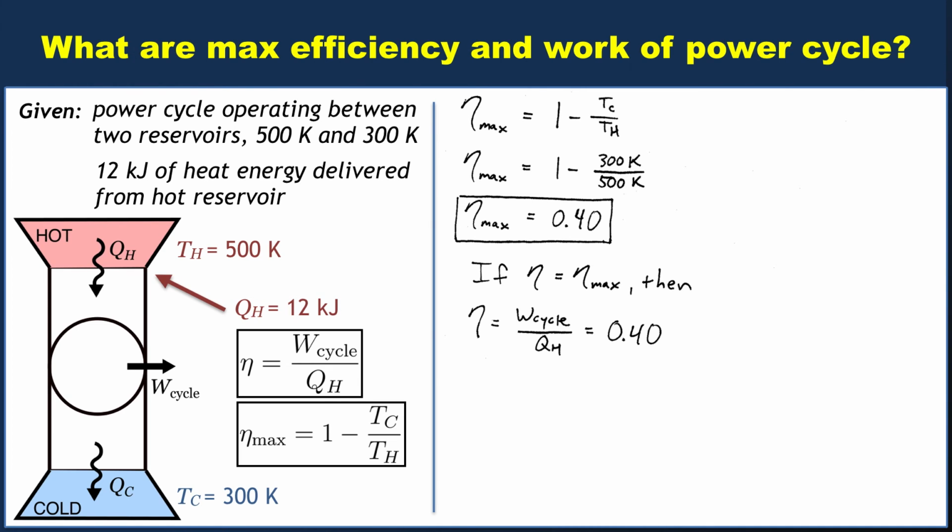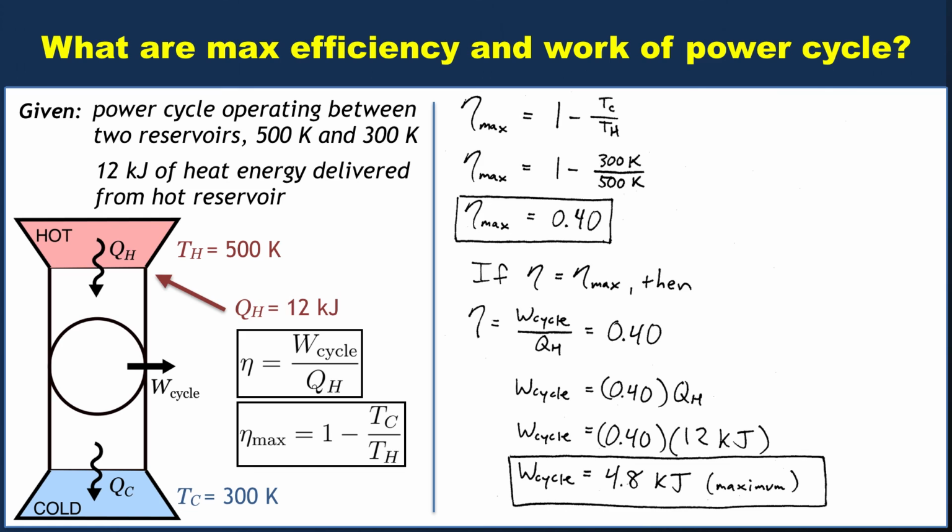Now we can just solve for W cycle, because we know Q sub H, right? Q sub H is 12 kilojoules for this particular power cycle, and we just multiply 0.4 times that value. So 0.4 times 12 kilojoules gives us a maximum amount of work delivered by this power cycle of 4.8 kilojoules. So if you really build your power cycle well, somehow you achieve maximum efficiency, never mind that it's tough to actually do that in real life, the most work you could ever get out of this power cycle would be 4.8 kilojoules.